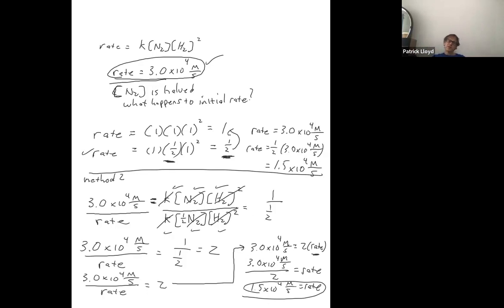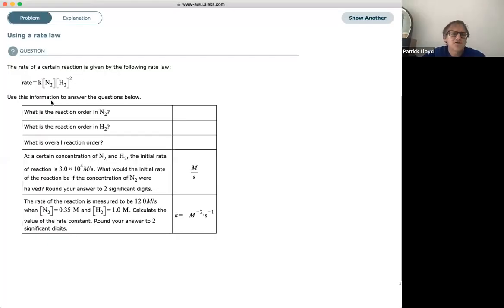The 5th part of the question is now we're going to try to figure out what the value of the rate constant is based on some given numbers. So let me stop share this one and bring that question back up. Okay, so in the last part, I'll call it part 5, the rate of the reaction is measured to be 12.0 molarity per second when the concentration of N2 is 0.35 molar and the concentration of H2 is 1.0 molar. Calculate the value of the rate constant and round your answer to 2 significant digits.